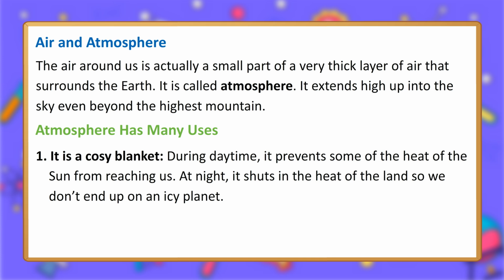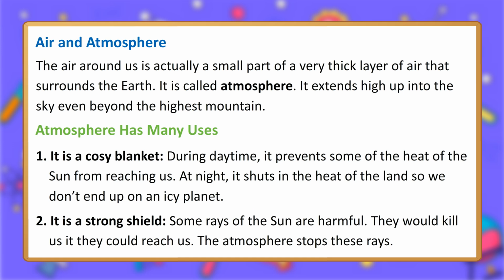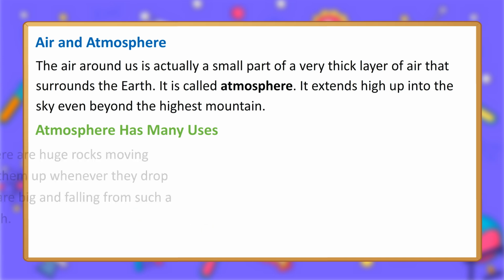1. It is a cozy blanket. During daytime, it prevents some of the heat of the sun from reaching us. At night, it shuts in the heat of the land so we don't end up on an icy planet. 2. It is a strong shield. Some rays of the sun are harmful. They would kill us if they could reach us. The atmosphere stops these rays.